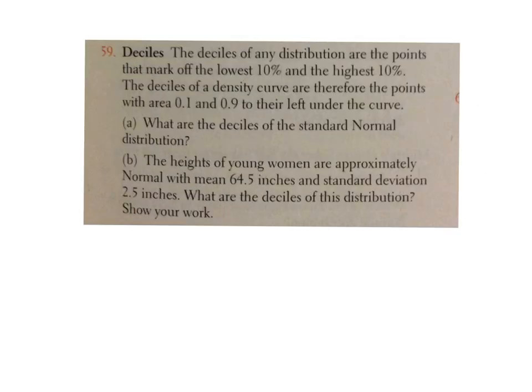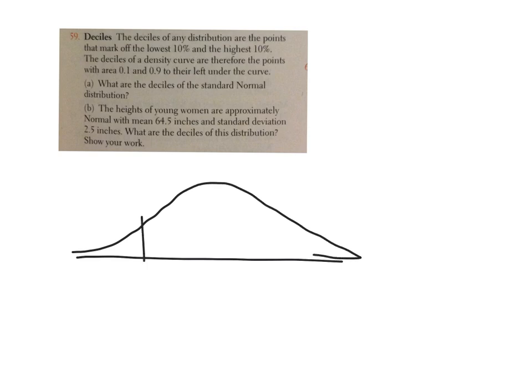Okay, deciles, the lowest 10% and the highest 10%. So I'm going to draw a graph and see what that looks like. That's what I always do. And it looks like this. Basically we have 10% of the area there and the highest 10% of this area here. What are the deciles of the standard normal distribution? I think what they're saying here is, here we are at 0, right? How many standard deviations will we have to go down to get to that 10% place?